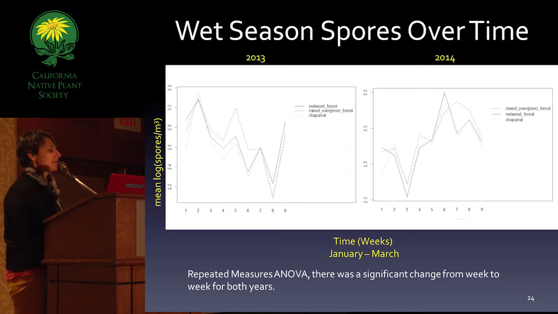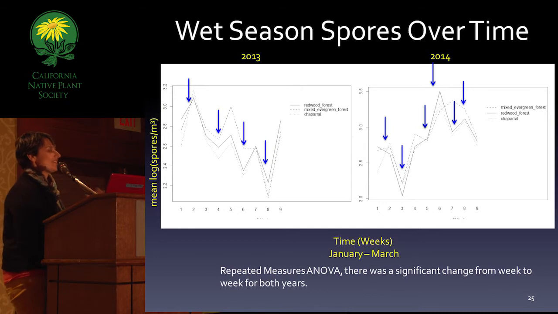So for my methods, for my wet season study, this was done in a mixed evergreen forest, redwood forest, and maritime chaparral, at four replicate sites within each habitat type. I collected spores from the 2013 and 2014 wet seasons. And this is really very exciting. This is a graph for 2013, and this is 2014. Here one is January, and this is March, and we have spore density again.